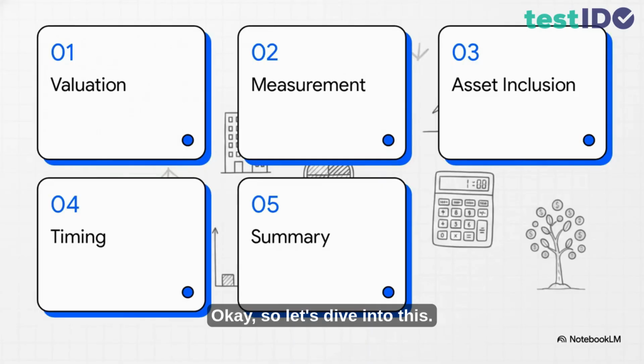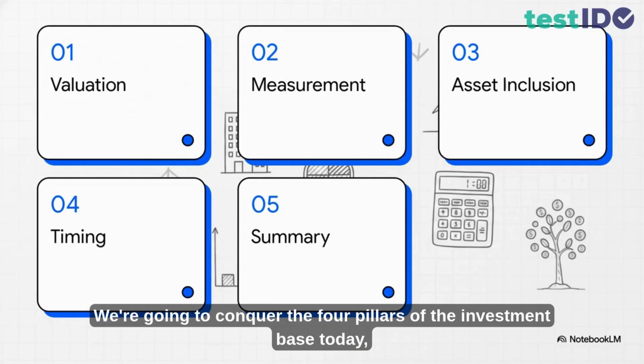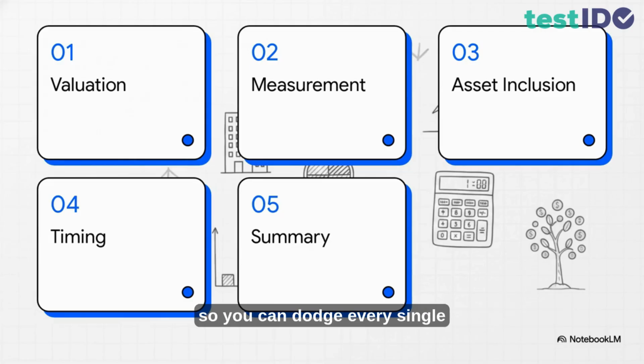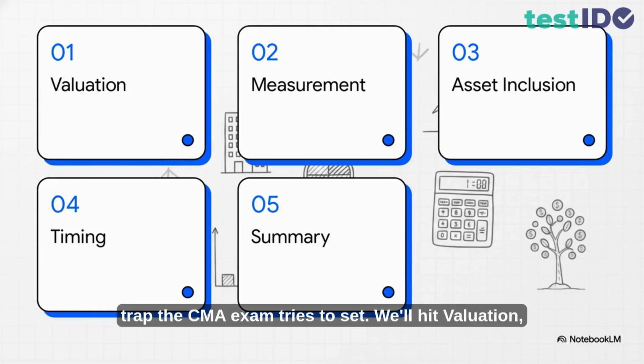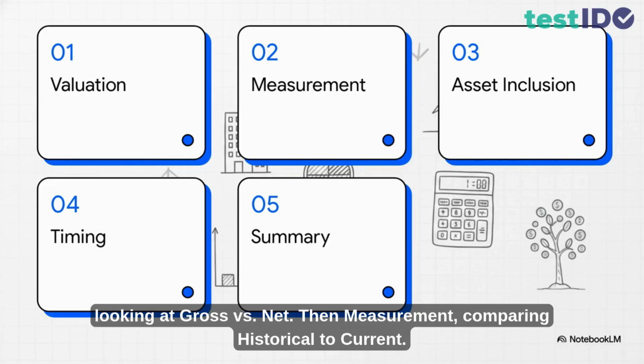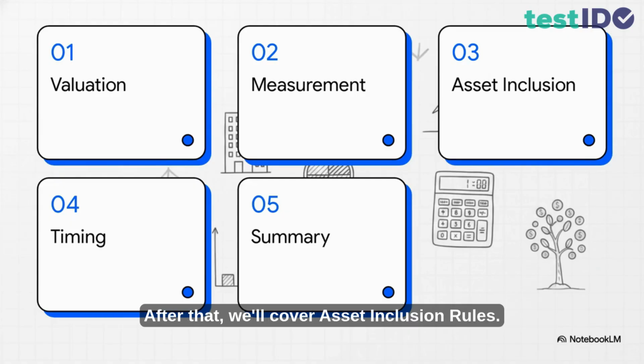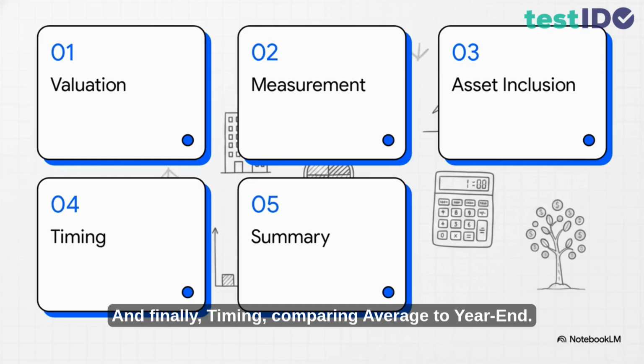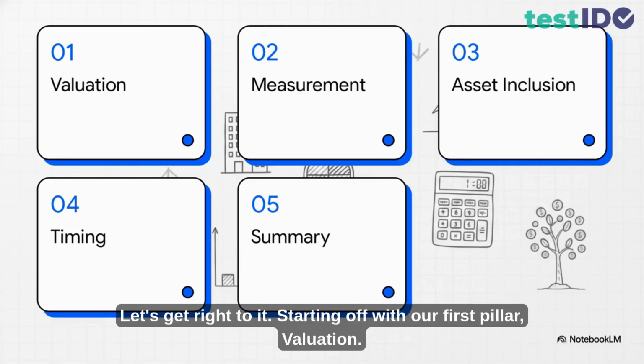Okay, so let's dive into this. We're going to conquer the 4 pillars of the investment base today, so you can dodge every single trap the CMA exam tries to set. We'll hit valuation, looking at gross versus net, then measurement, comparing historical to current. After that, we'll cover asset inclusion rules, and finally, timing, comparing average to year end. Let's get right to it.